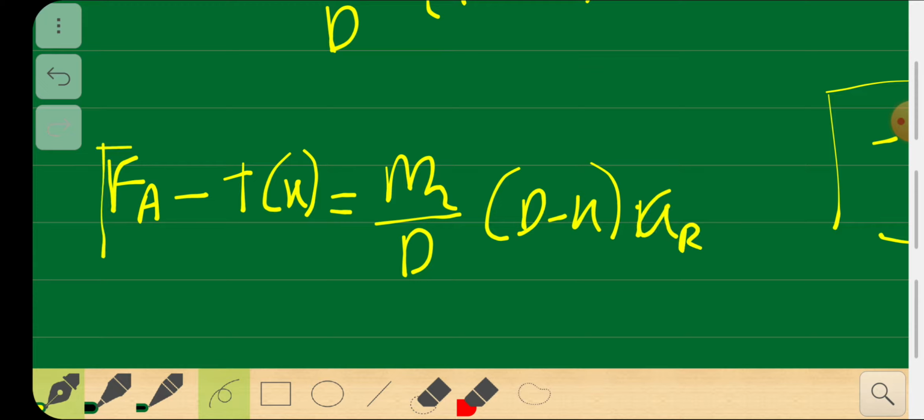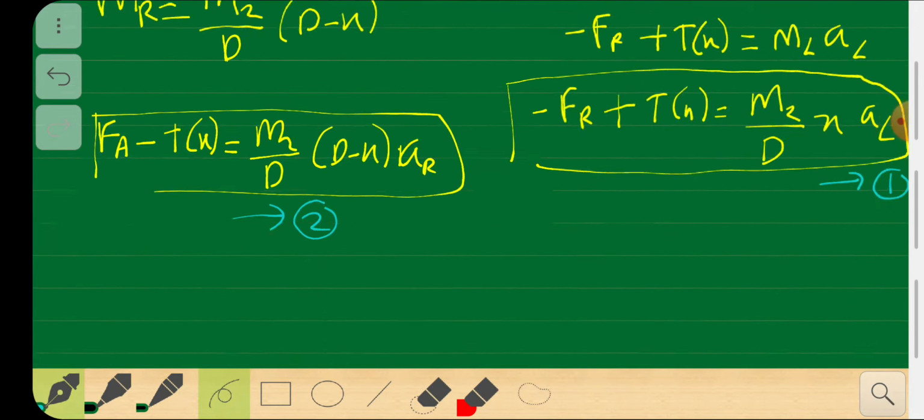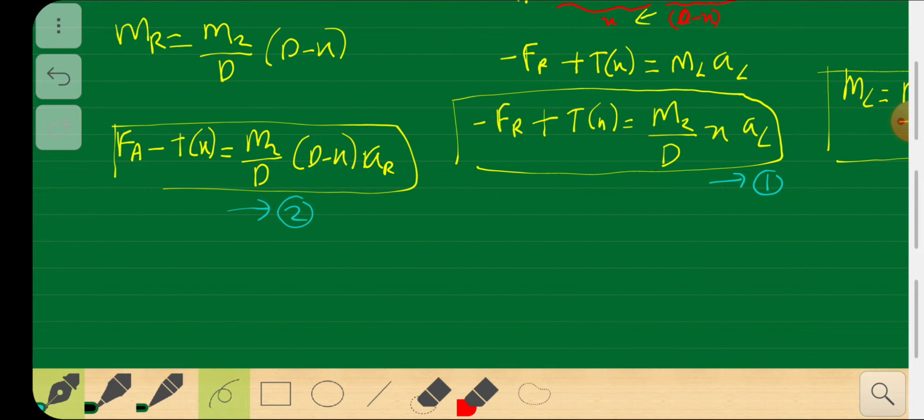Let's call this equation 2. So we have got equations 1 and 2, which explain the forces inside the two parts, right? Now what I'm going to introduce is that we need to find out the tension. That's our objective. Tension is the objective here. We need to find out what the tension is.